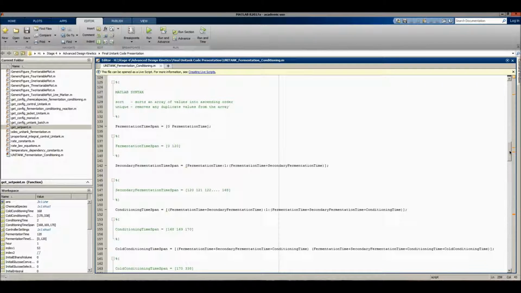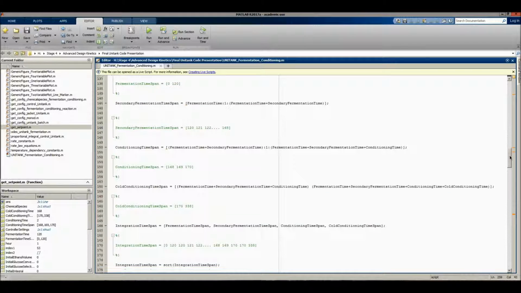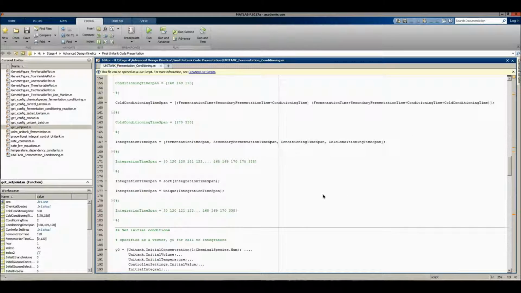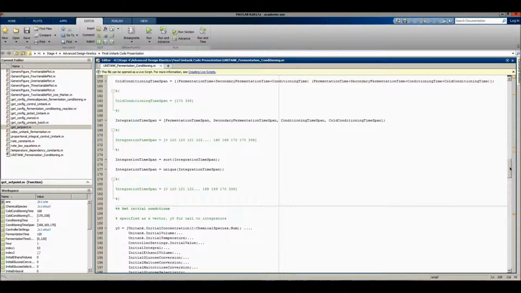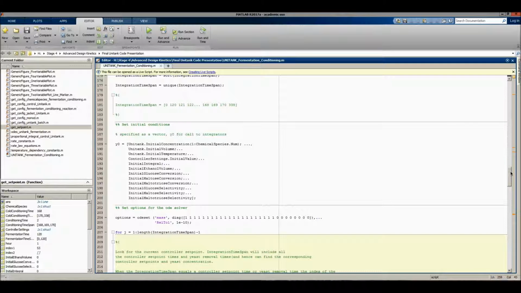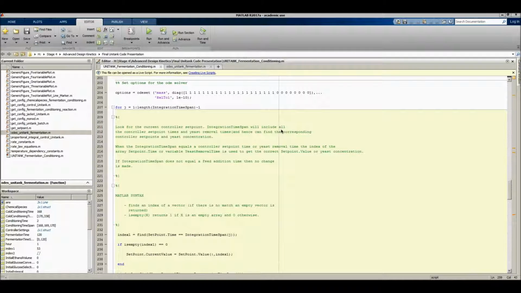Here, the integration time spans are set for each of the 4 steps. The sort function sorts this array of integral time steps in hours into ascending order, and then the unique function is used to remove repeat time points. The initial values to be inputted into the DAE solver need to be specified in Y0. Further down, as we're using ODE15s as our DAE solver, we need to specify our mass matrix with a 1 or a 0 inputted, depending on whether we are trying to solve an algebraic or a differential equation.